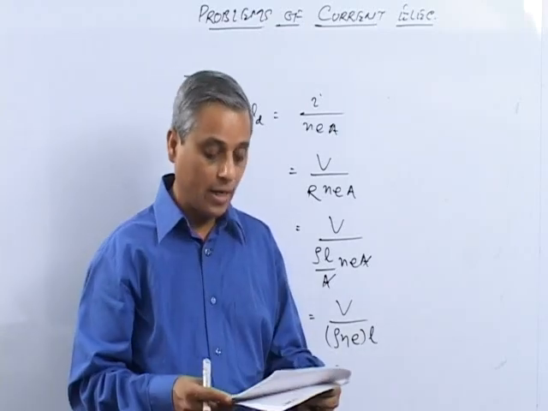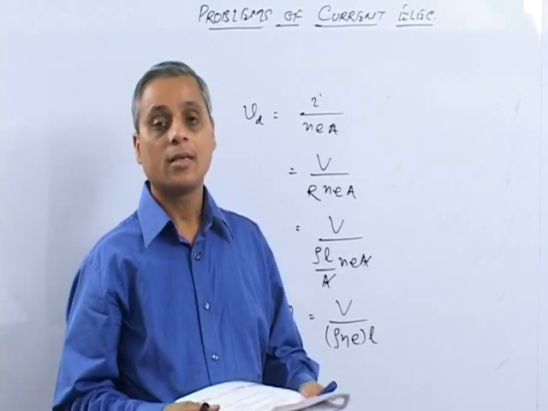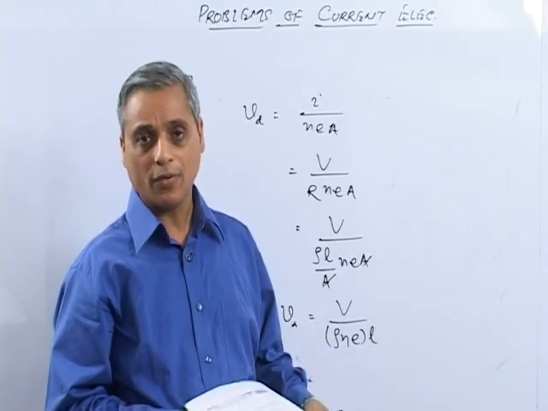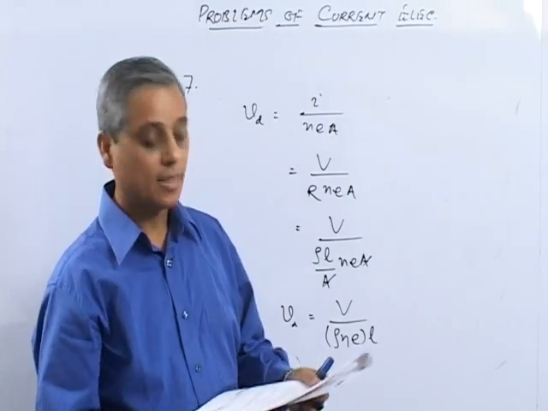Therefore, while doubling the diameter, the area of cross section will change. Therefore, drift velocity will not change. So answer is D.